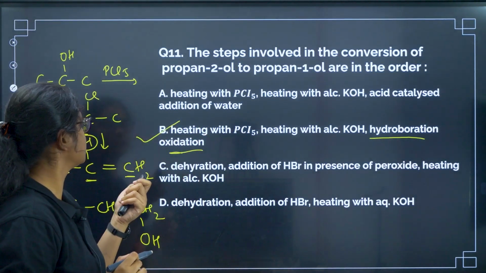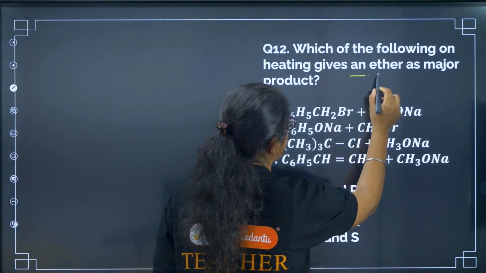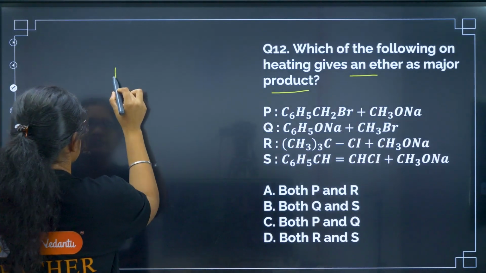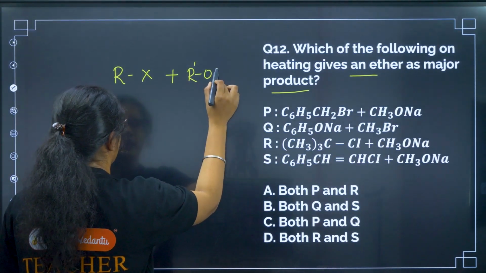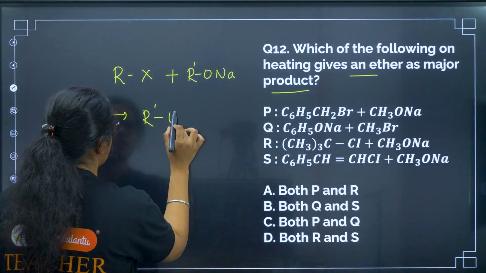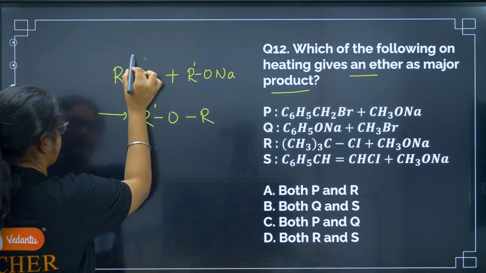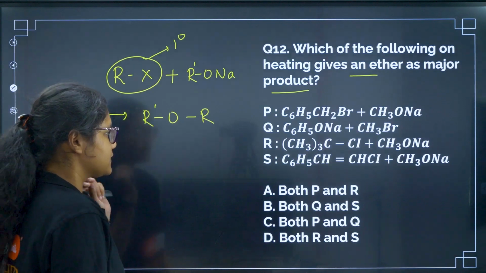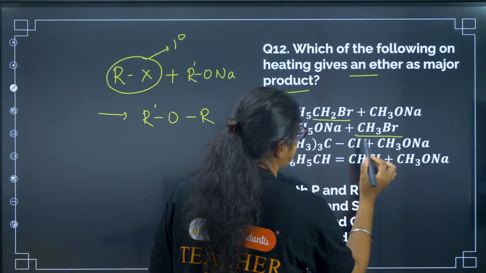Okay, next question. Which of the following on heating gives an ether as the major product? In this we have two reactions, one is RX plus R-ONa. When these two react we get R-OR. In this one the condition is that RX should be a primary one, right? So we can check the options here. Yes, this one is a primary one. Here this is also a primary one.